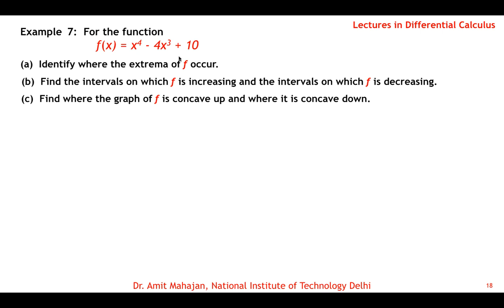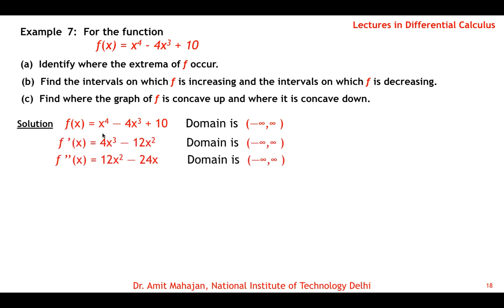To start, we should note that the domain of this function is R, and then we calculate the first derivative and the second derivative of this function. So given this function with domain R, minus infinity to plus infinity, the first derivative is 4x cube minus 12x square, and the domain of this is again R. And the second derivative is 12x square minus 24x, and again the domain is R.